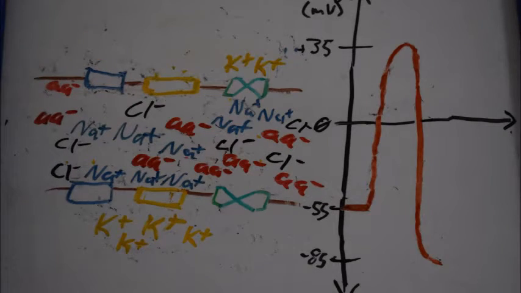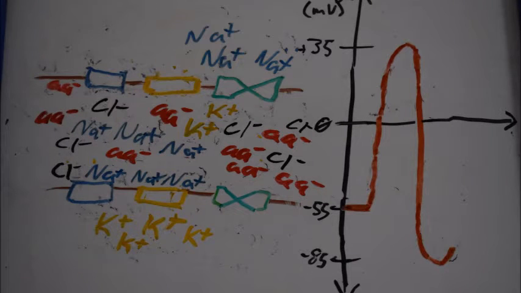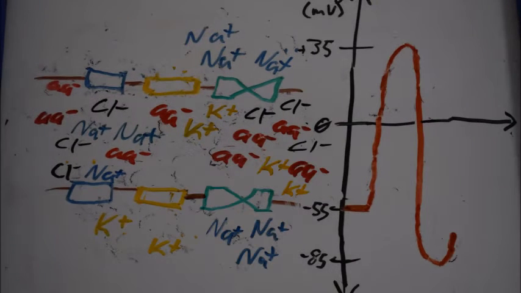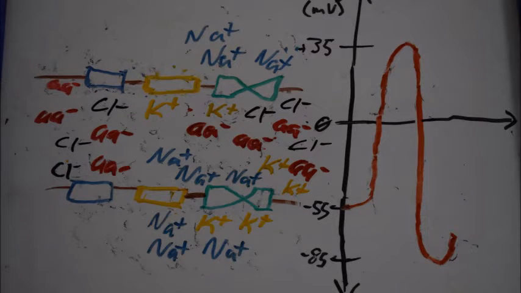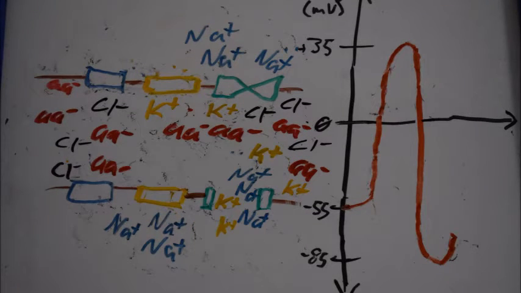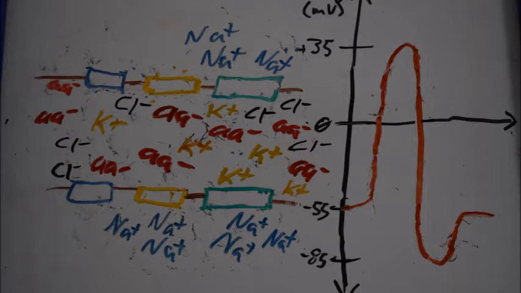So, to get things back to normal, the neuron uses ATP to activate sodium-potassium pumps, which send 2 potassium ions back into the axon for every 3 sodium ions it sends out. Once the net charge gets back to negative 55 millivolts, the pumps stop working, and the axon is ready to send its next signal.